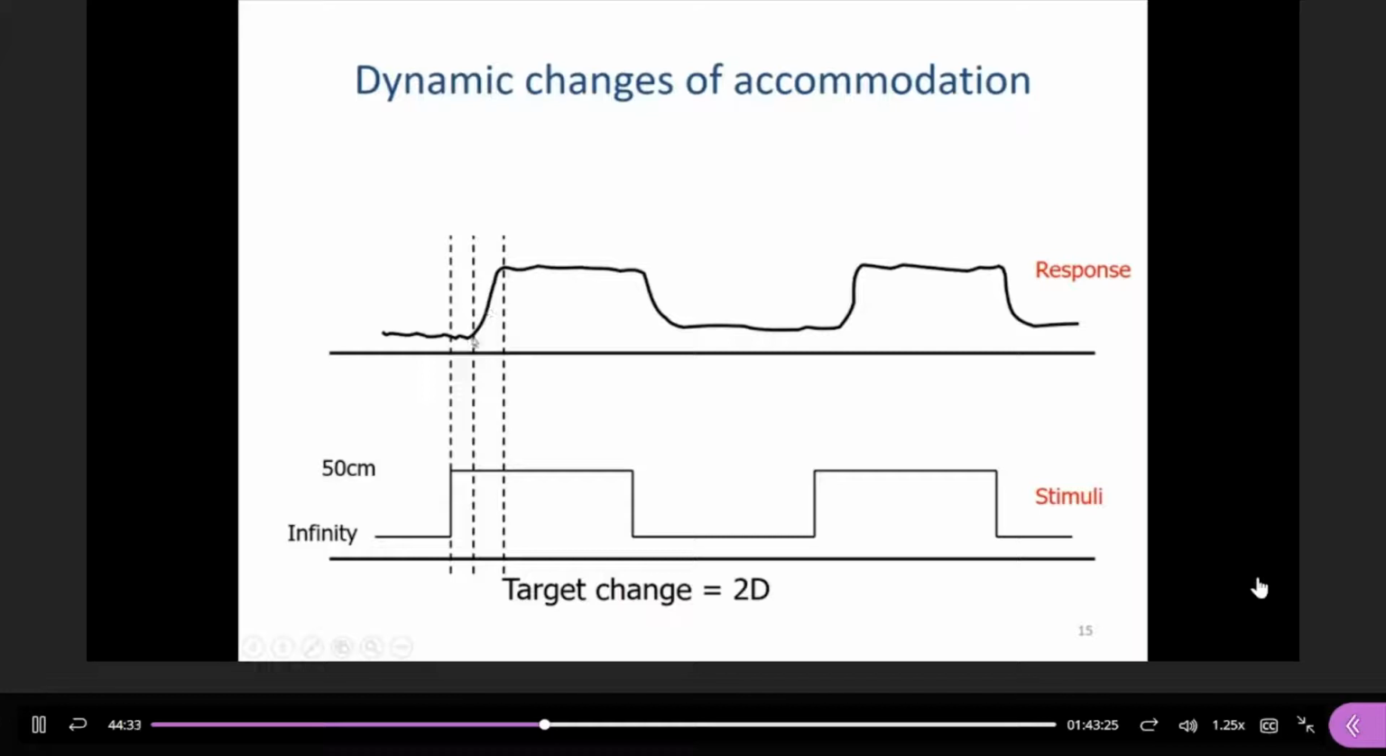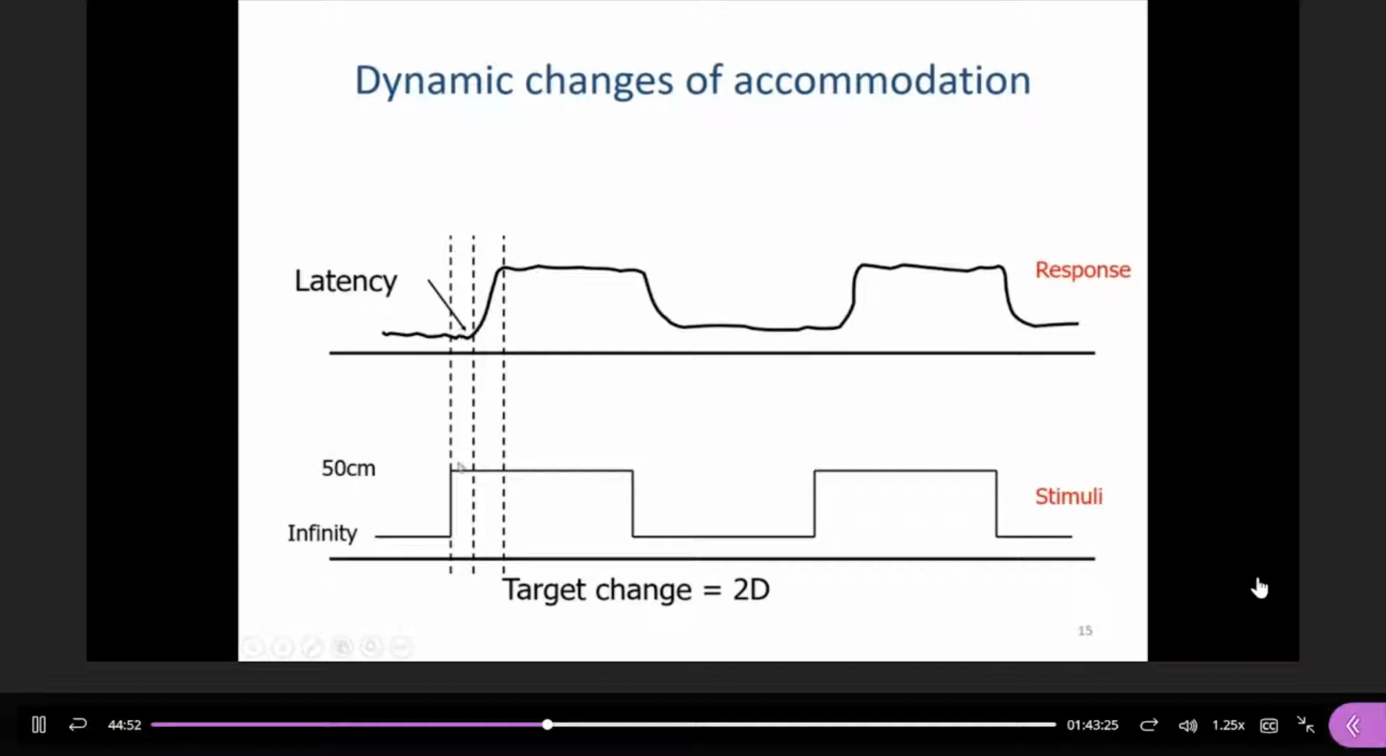The eye responds, so this is an increase in accommodation. And during this period, no change occurs. This we call the latency. So it will take some time before your eye can respond to a near stimulus.